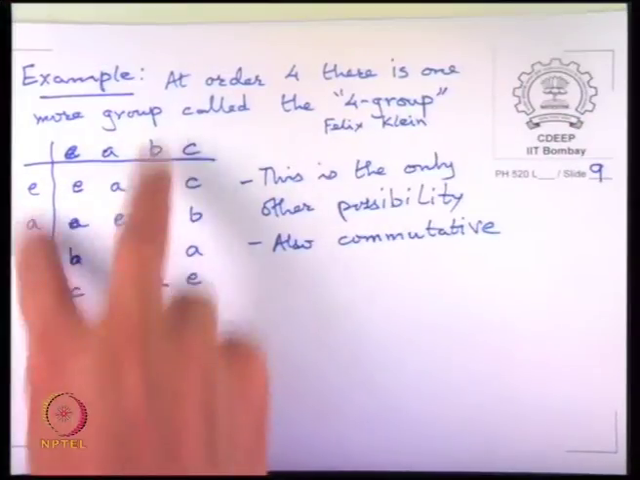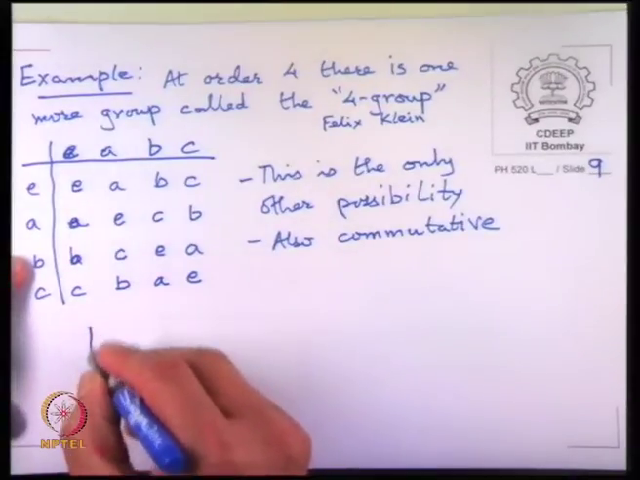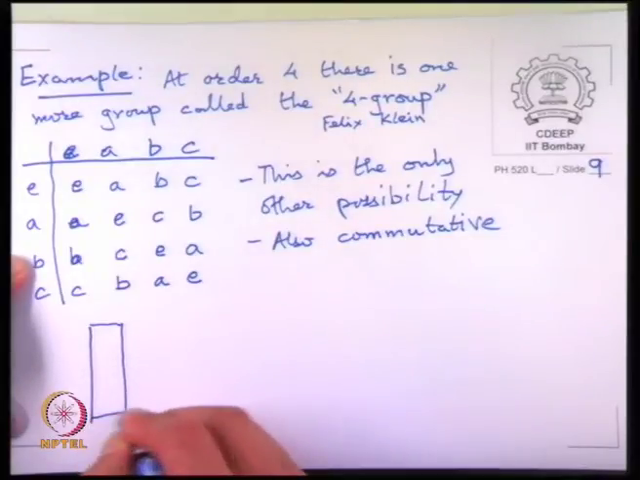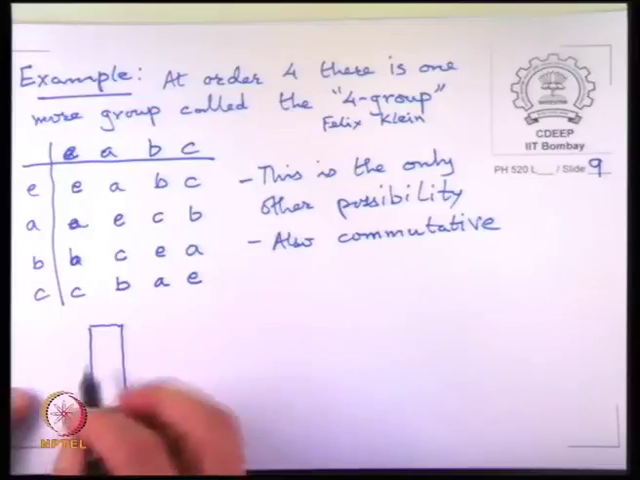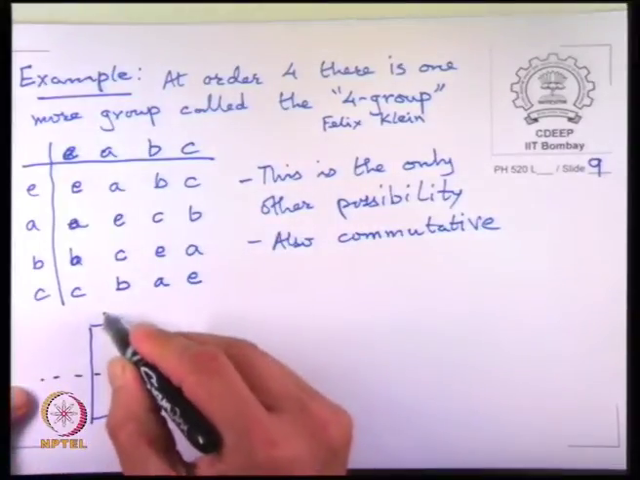The hint is the fact that the square of every element has to be identity. So if I take a rectangle, not a square, and then allow for flips about these two axes.